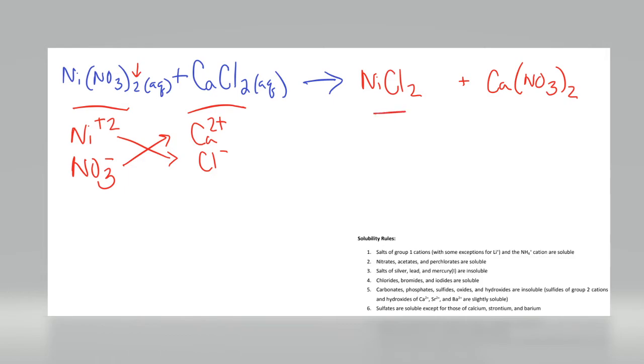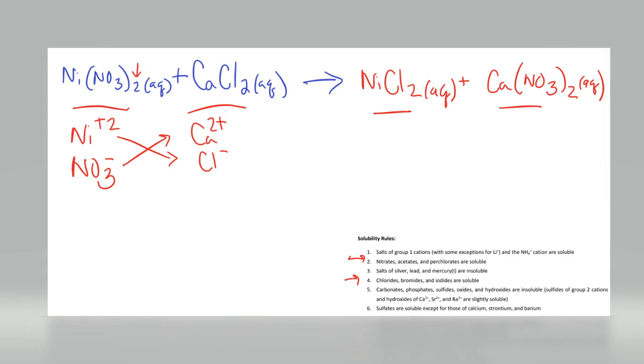So the first species right here, we have a nickel chloride. So come down to solubility number 4, where it says chlorides are soluble. So this is going to stay aqueous. And then the second species, the calcium nitrate, we go to number 2, nitrates are soluble. So in this case, that's supposed to be an A. In this case, both species are going to stay aqueous. There's no precipitate in this type of problem.